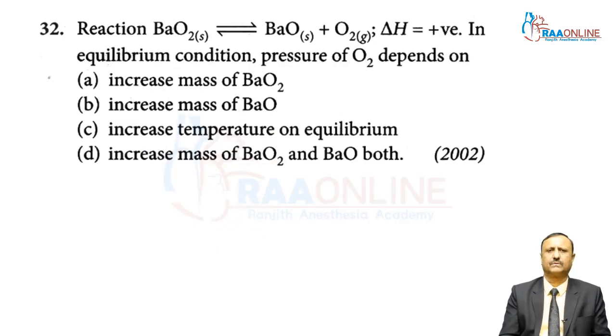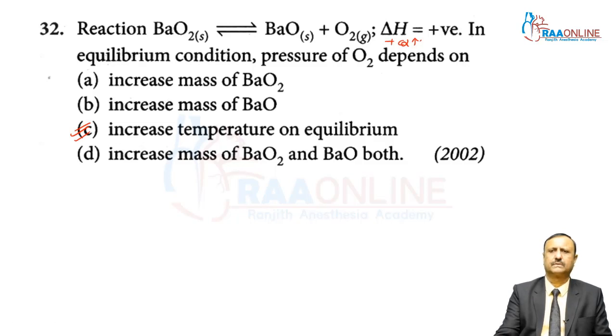Now my dear students, we can go to question number 32. Reaction BO2 solid gives BO solid plus O2. Delta H is positive. In equilibrium, pressure of oxygen depends upon what? My dear students, it depends upon the increase in temperature on equilibrium.